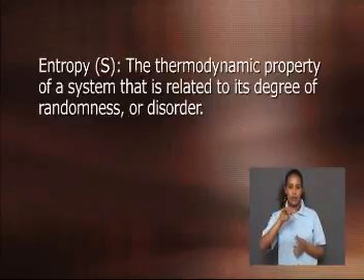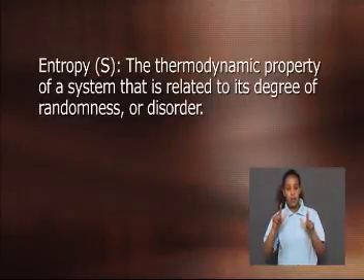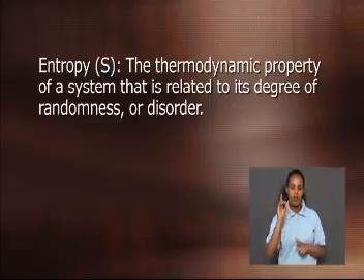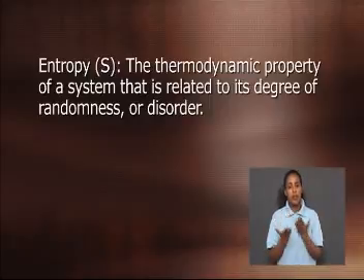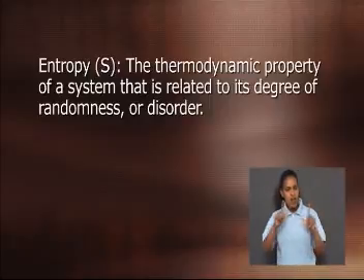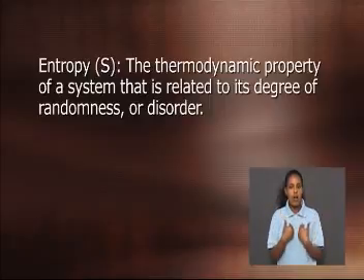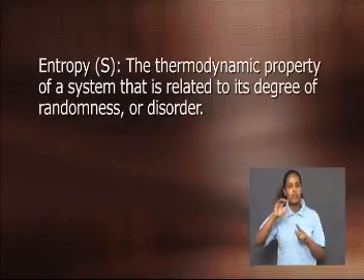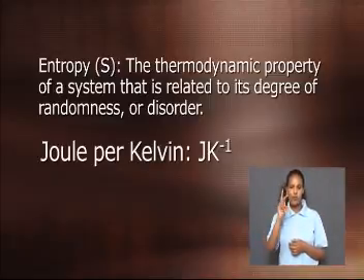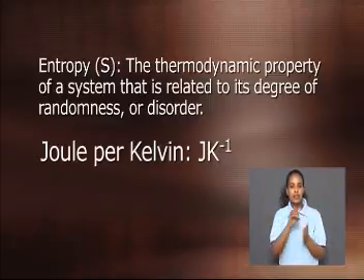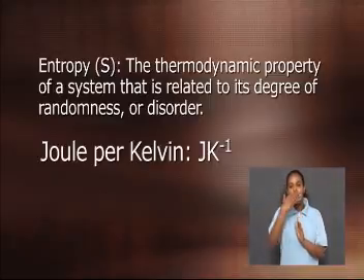Entropy, denoted by capital S, is the thermodynamic property of a system that is related to its degree of randomness or disorder. If a system has a greater amount of randomness, then it will have a higher entropy. The SI unit for entropy is joule per Kelvin. This is the same unit that is used for heat capacity.